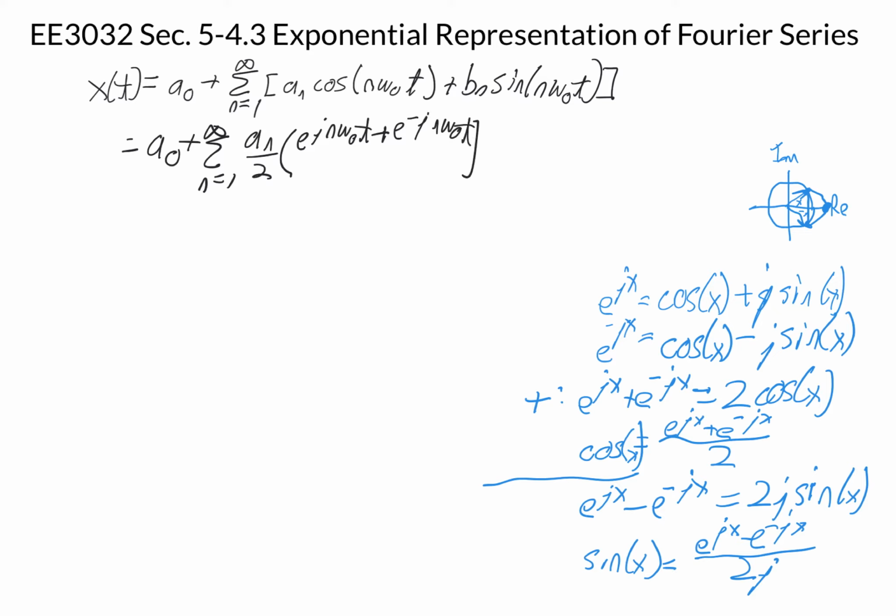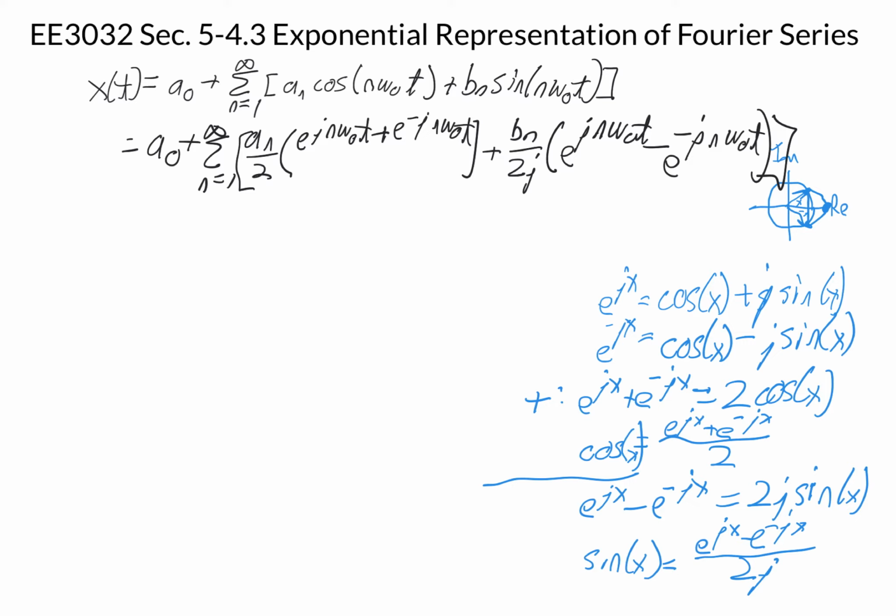And then I have the b component, and I'll pull the divide by 2j out in front in this case as well. So I'll have b of n over 2j, and the sine is the difference of the two exponential components. So I have e to the j x, where x is the argument of the sine, which is the same as the argument of the cosine, so n omega naught t, minus e to the minus j times n omega naught t.